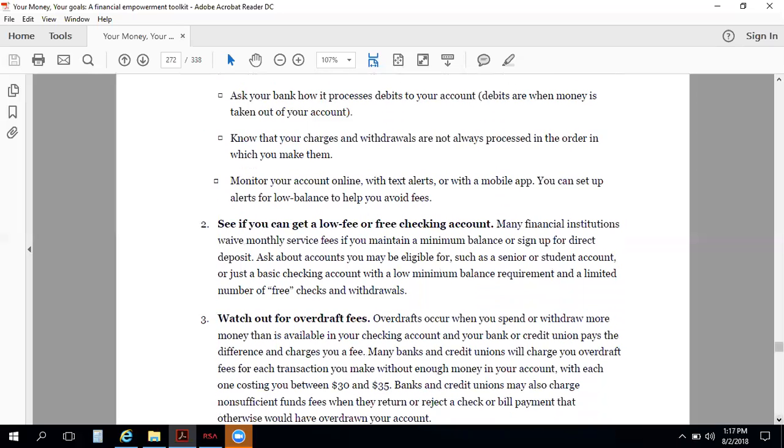Monitor the account online with text alerts or a mobile app. Again, they have the ability to be alerted when their balance falls below a certain point to help them track their spending and manage their available credit.